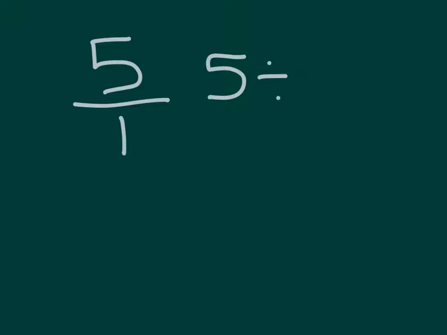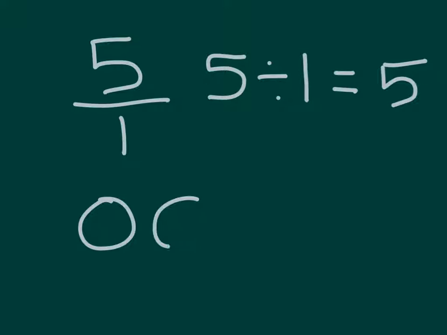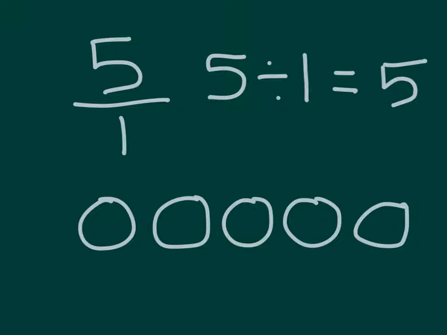Let's try another example. If we have the fraction 5 over 1, we know that 5 divided by 1 equals 5. Therefore, 5 over 1 is also a whole number. We can also show this relationship by drawing a picture. If we draw 5 circles, we know that each circle only has one part. If we have 5 of them, then that means that we have 5 whole circles.